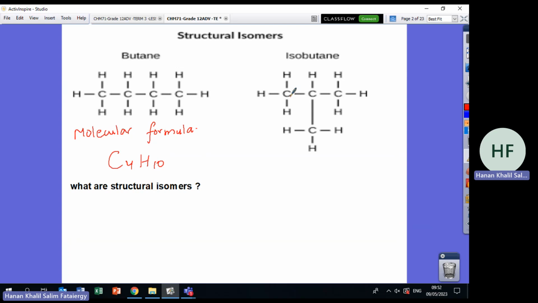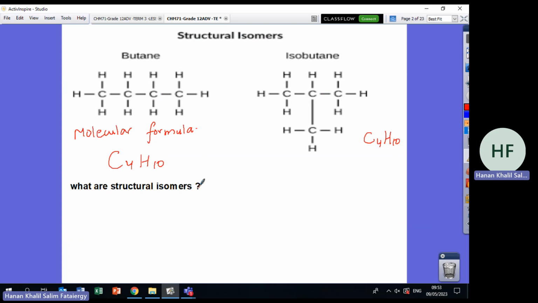What about this one? C is 4, and the H's are 9 and 3, 3, 3. This is 9 and 1, this is 10. So what do you notice? We notice that these two compounds have the same molecular formula, C4H10, but they have different structures. That means the drawing is different between here and here. That's why we call them structural isomers.